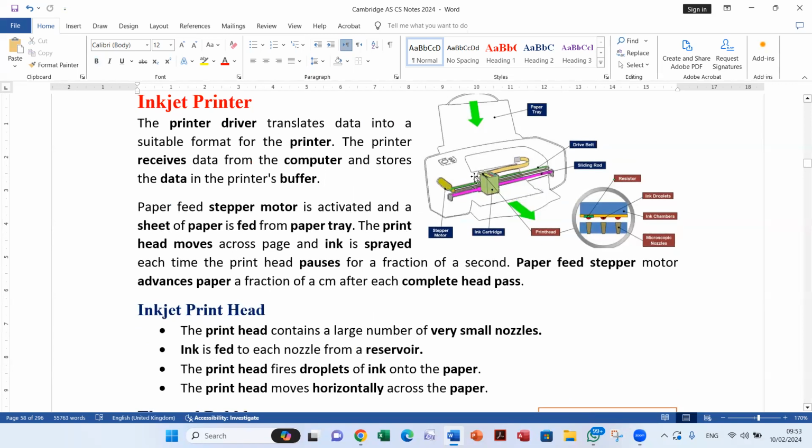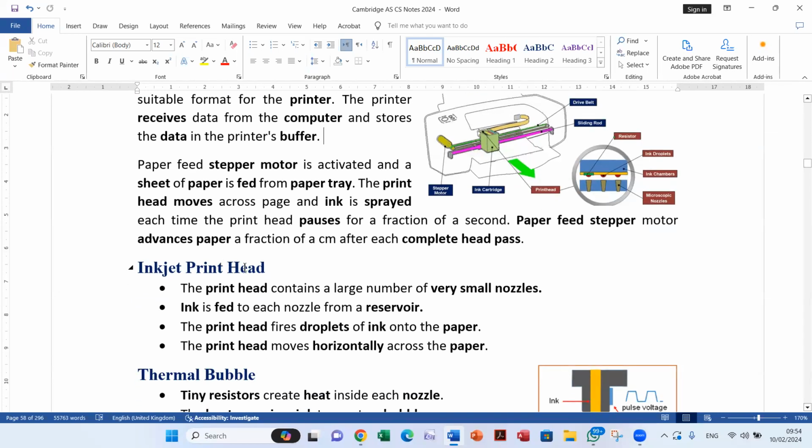The print head moves across the page and ink is sprayed each time the print head pauses for a fraction of time. So a droplet of ink drops every time it pauses. The paper feed stepper motor advances the paper a fraction of a centimeter after each completed head pass.